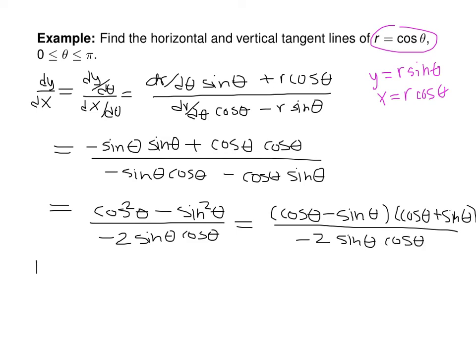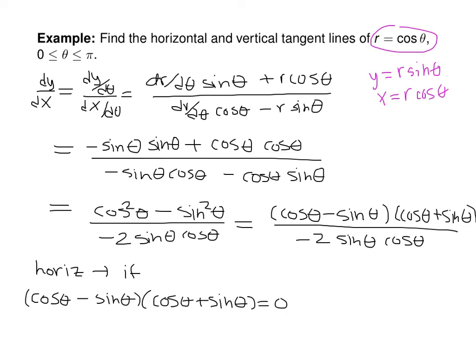Now we will have a horizontal tangent if the numerator is equal to 0. So if cosine theta minus sine theta times cosine theta plus sine theta is equal to 0. And we will have a vertical tangent if negative 2 sine theta cosine theta equals 0.